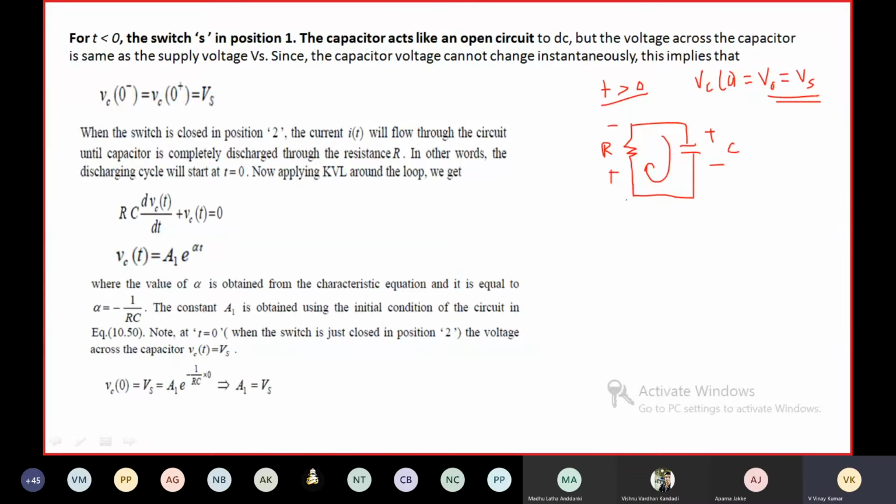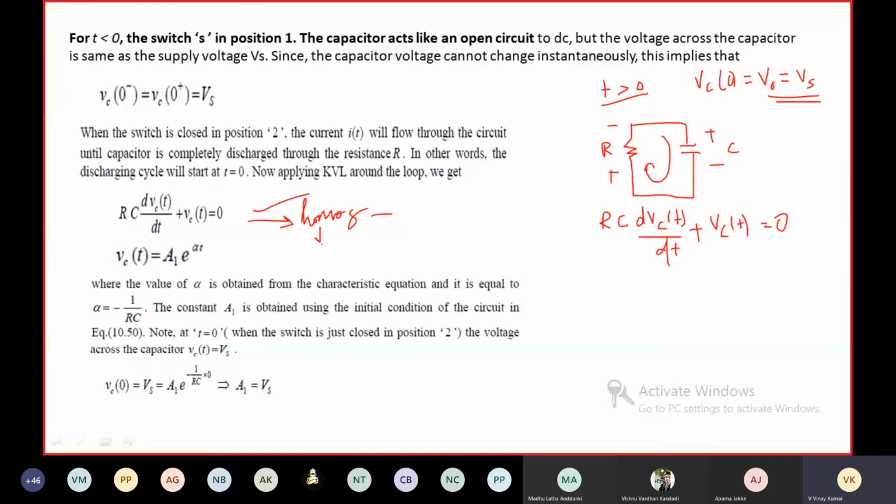Now you apply KVL around this loop, then RC d VC of t by dt plus VC of t is equal to 0. You are going to have this equation, right? This is not a non-homogeneous differential equation. This is a homogeneous first order differential equation, right?